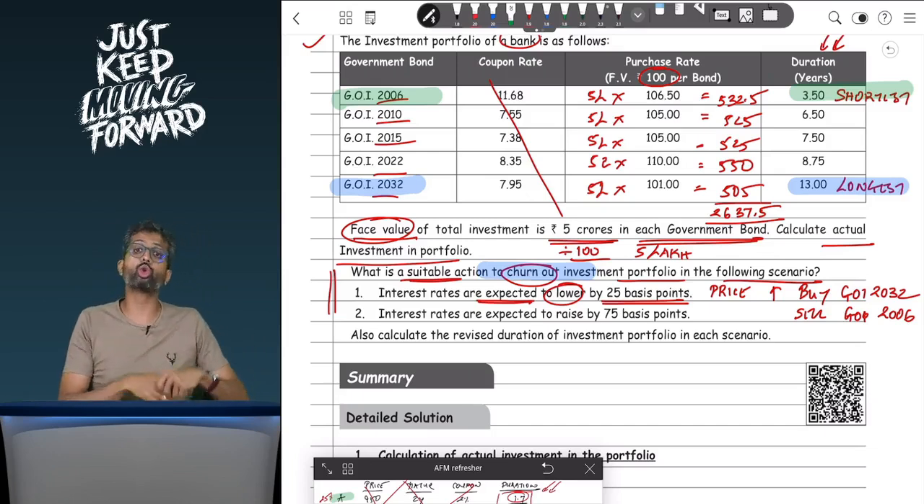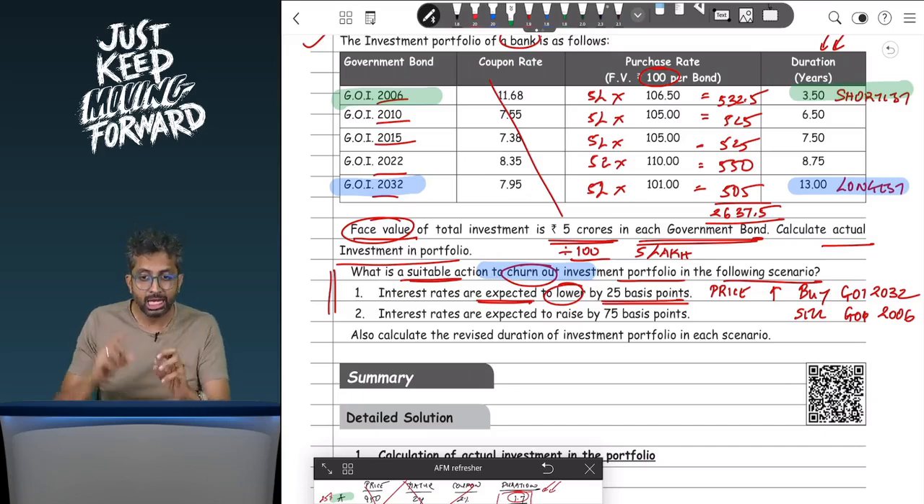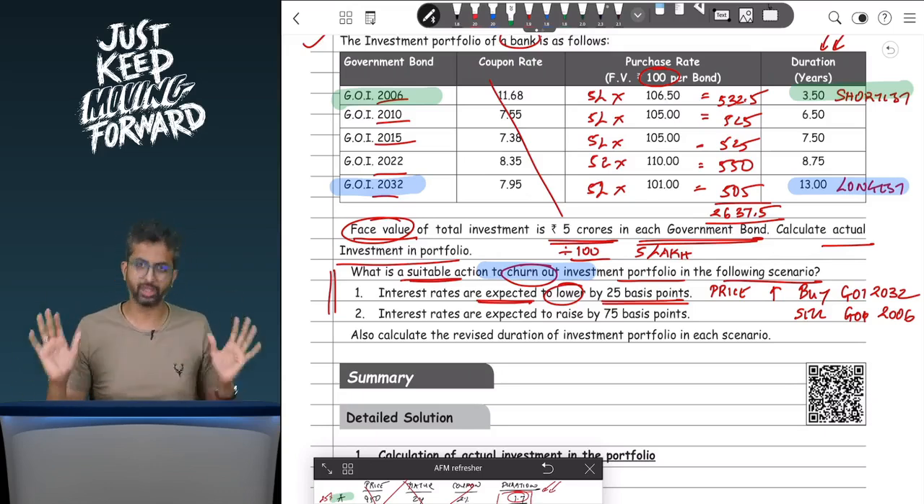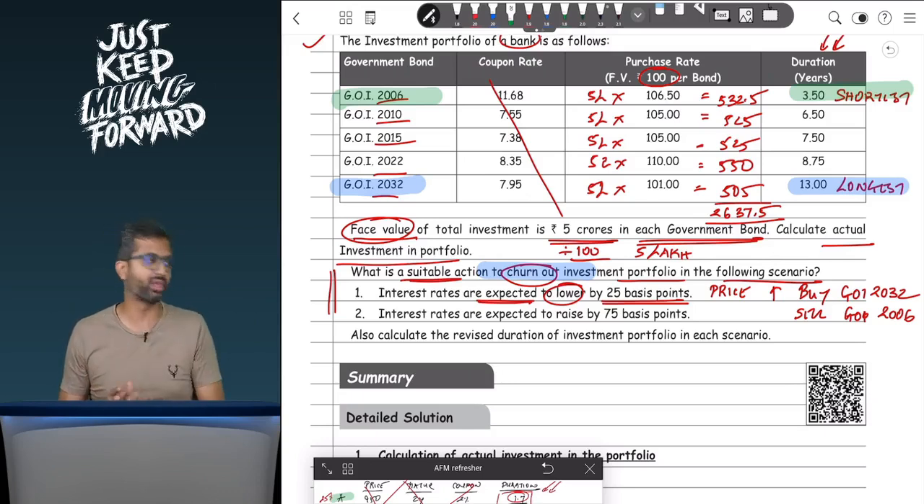The institute does not want to look at exactly which bond to buy and which bond to sell. It wants to see whether you are able to make that conclusion correctly or not. That is, are you in a position to determine whether we should buy the longer one or the shorter one? If you are able to do that, then after that you can select that we can buy 2032, for that sell 2006, also sell 2010. That's fine. Buy the longer duration bond, sell the shorter duration bond.